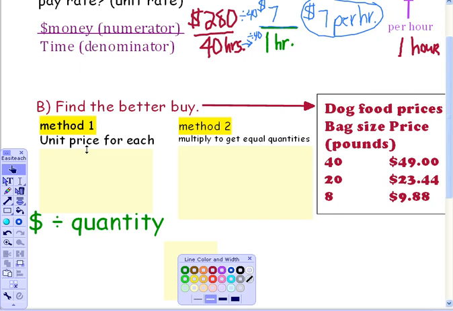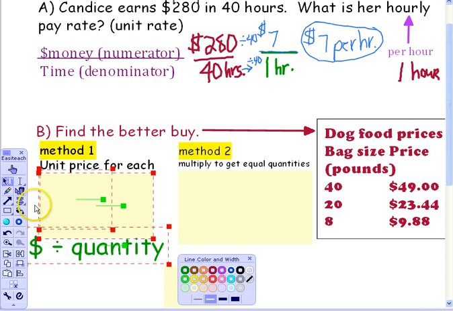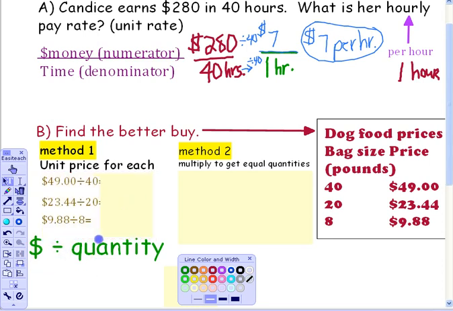Okay? In method 1, the unit price for each. Unit price, we just got done talking about up above. Unit price is how much for one. So I've got down here in green, dollar divided by quantity. So when you take the dollar amount divided by the quantity, that's going to be your unit price. Again, the money goes in the numerator, so that's what we're dividing.